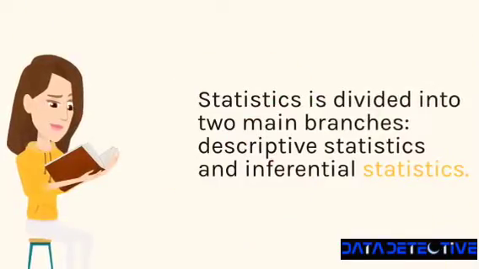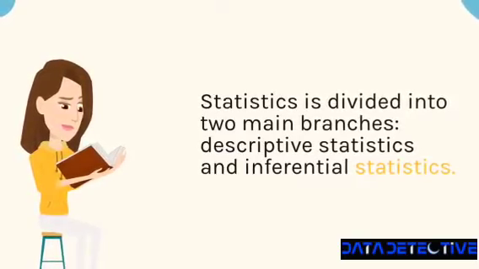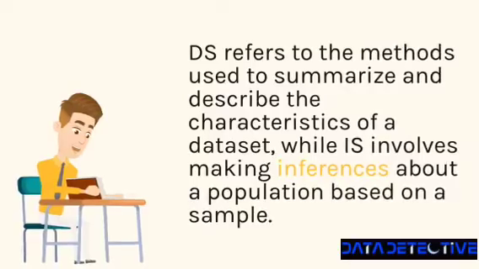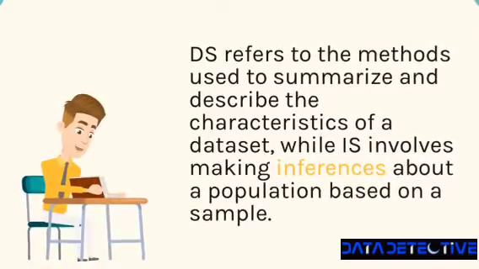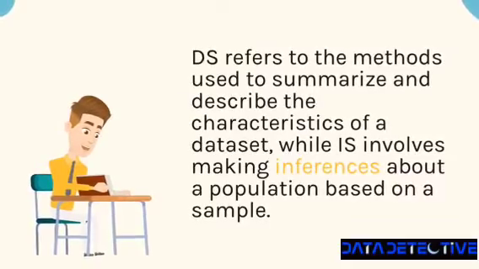Statistics is divided into two main branches: descriptive statistics and inferential statistics. Descriptive statistics refers to the methods used to summarize and describe the characteristics of a dataset, while inferential statistics involves making inferences about a population based on a sample.